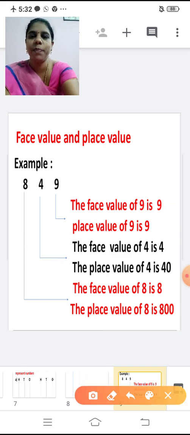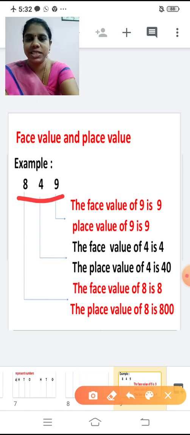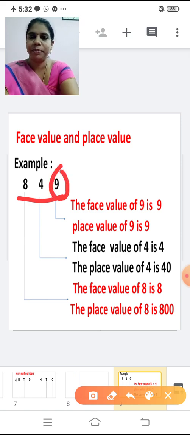We'll see one example now. 8, 4, 9. Now we are going to see the face value and place value of all these digits. Shall we see now? Yes. First I'll take the number 9. Tell me, 9 is in which place? 9 is in the ones place, right?